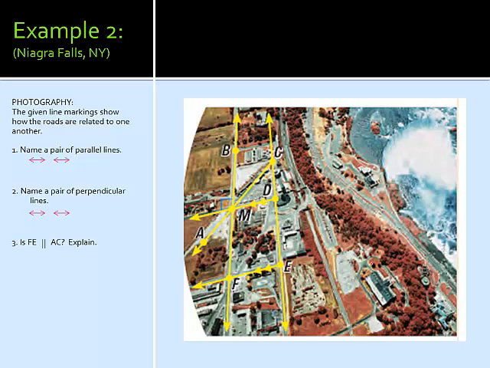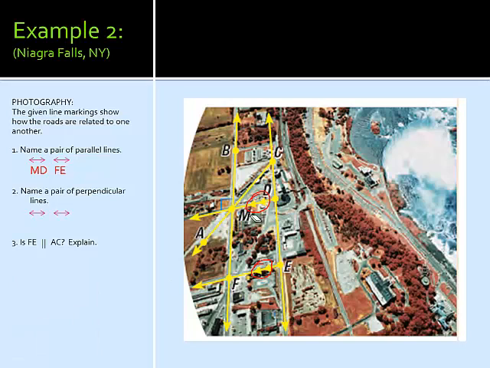Okay, so I have this real-world example that is basically an aerial view of a street, or a couple blocks in a street. What it states is the given line markings show how the roads are related to one another. So let's name a pair of parallel lines. In this figure, there is only one set of parallel lines that are notated. Because they have the double arrows, I can state that MD and FE are parallel lines.